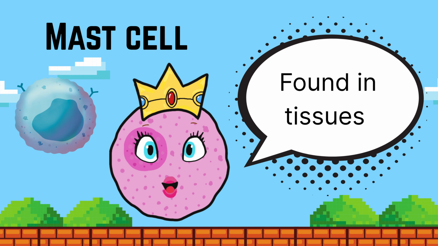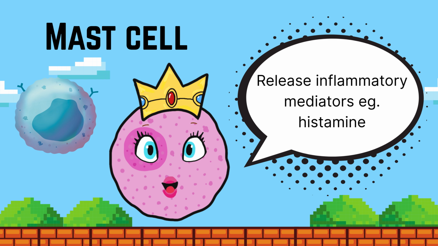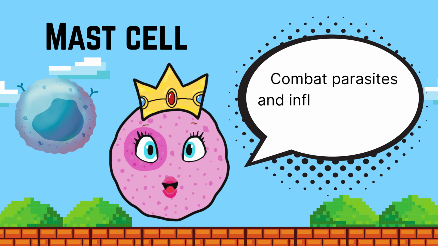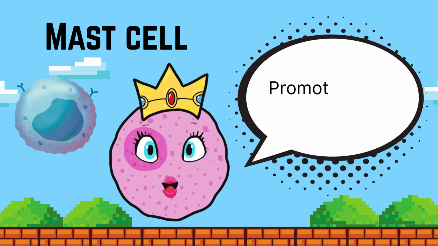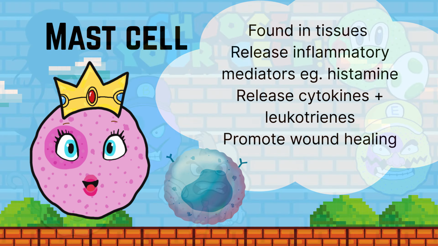Closely related to this are mast cells, but these are found in tissue rather than in the blood. They function similar to basophils, releasing histamine and other substances, and these substances are things such as cytokines and leukotrienes. These help them to combat parasites and participate in allergic reactions. They also have a role in the promotion of wound healing. They are like Princess Peach because they often call for help using cytokines, and they also make a big disruption, causing inflammation.